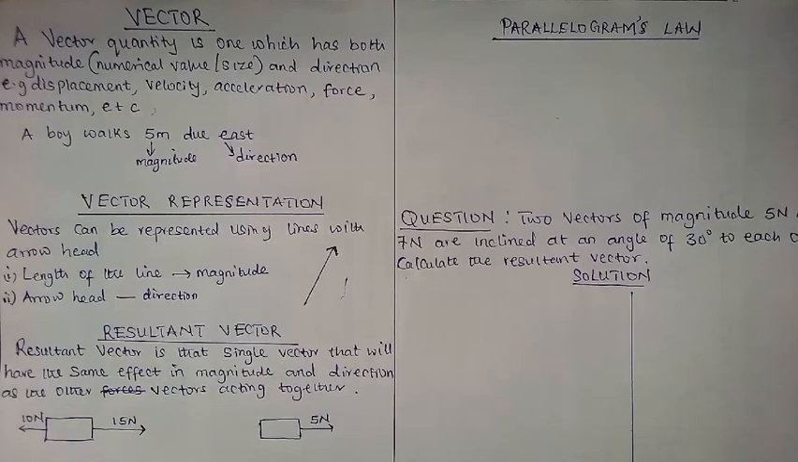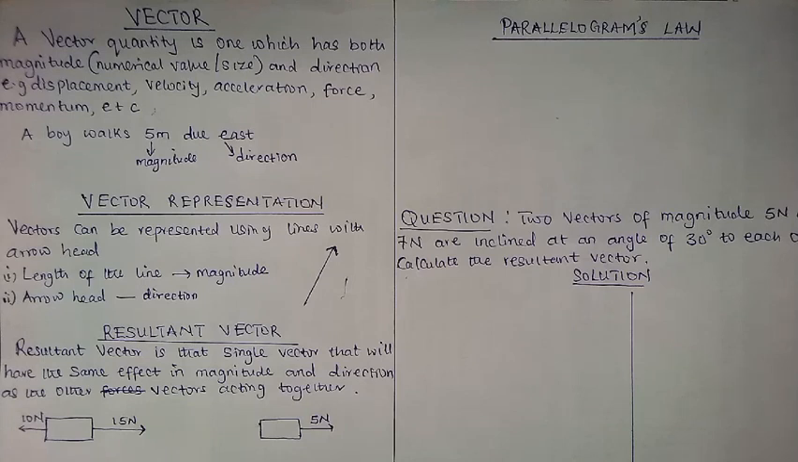Hello viewers, today's lecture in physics we are going to be looking at vectors. First, let's define a vector quantity. A vector quantity is a quantity that has both magnitude and direction.